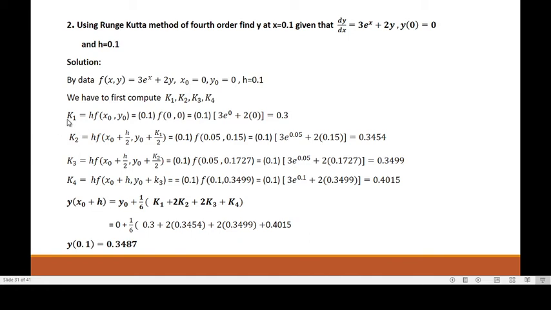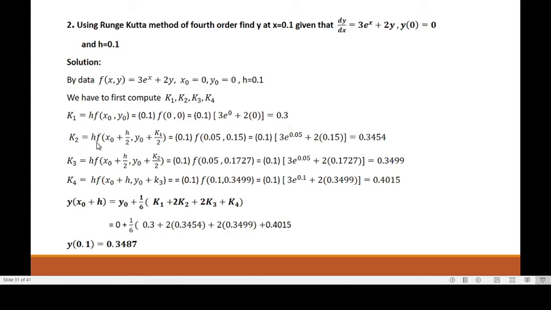Using the formula, k1 is h into f of x0 comma y0, h is 0.1, x0 is 0, y0 is 0. Substitute in the function, that is 3 e power of x plus 2y, you will get 0.1 into 3 e power of 0. E power of 0 is 1, that is 3, plus 2 into 0 is 0. So you will get 3 into 0.1 is 0.3.